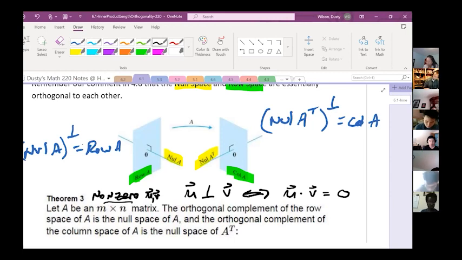So the next theorem basically just says in words what the picture does. It says, let A be an m by n matrix. The orthogonal complement of the row space of A is the null space of A, and the orthogonal complement of the column space of A is the null space of A transpose. So this theorem is saying the same thing as those pictures up above.